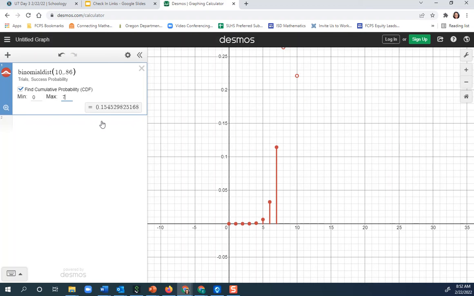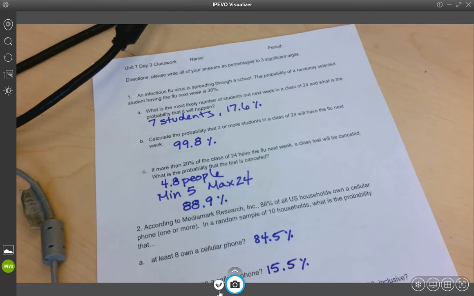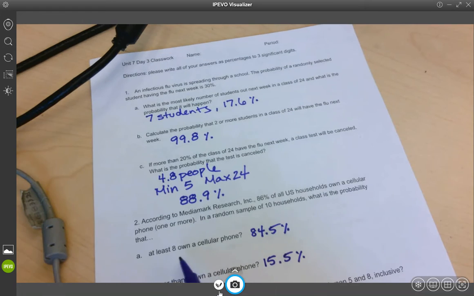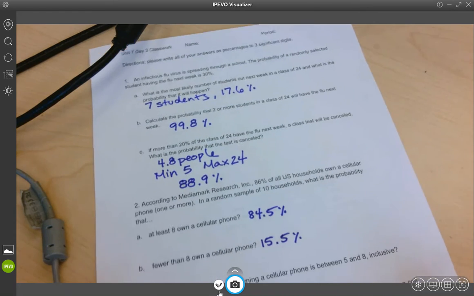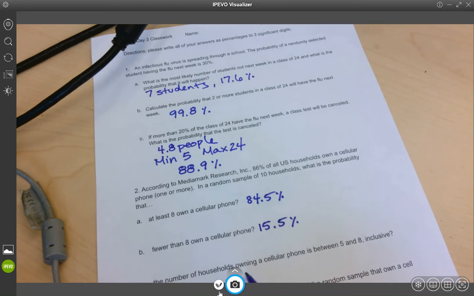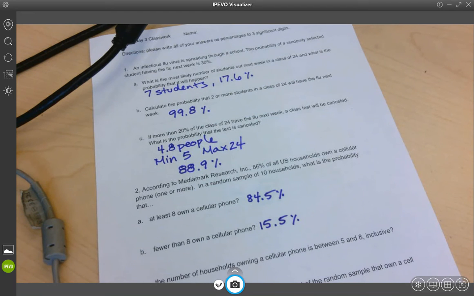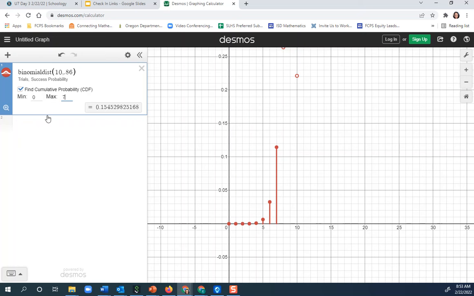And notice that those two probabilities add up to 100%. Because it's either going to be at least 8 or fewer than 8. So those two should add up to 100%. The number of households owning a cellular phone is between 5 and 8 inclusive. So this time you had to go back to your Desmos and do 5 to 8. So I'm getting 41.7%. Is that okay?